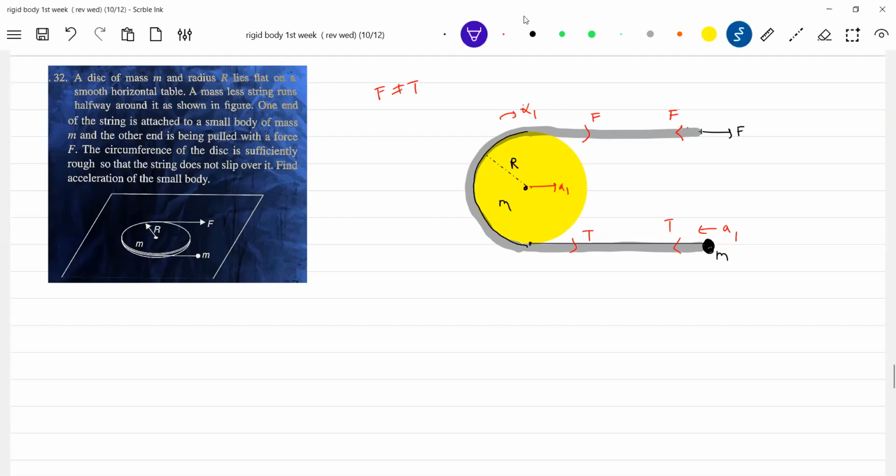So let's write what all possible motions now. For the disk, it will be F plus T equal to M A1. T equal to M A2. Then F into R minus T into R should be equal to M R square by 2 into alpha 1. So how many unknowns are there? Check it. A1, A2, alpha 1, T.